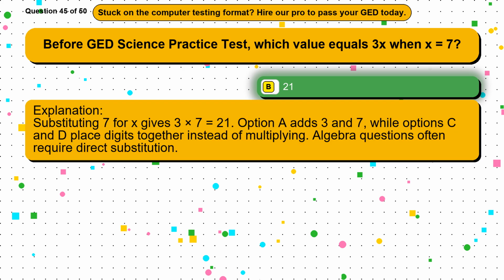Substituting 7 for x gives 3 times 7 equals 21. Option A adds 3 and 7, while option C and D place digits together instead of multiplying. Algebra questions often require direct substitution.